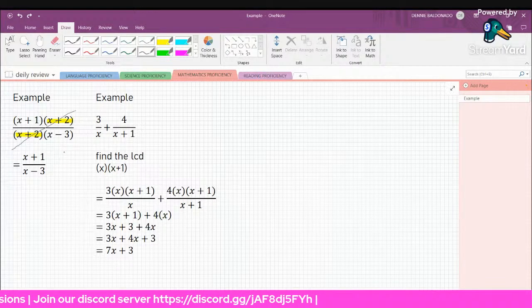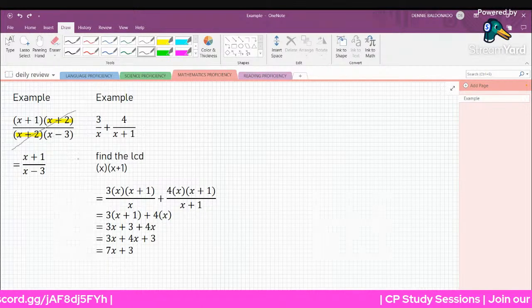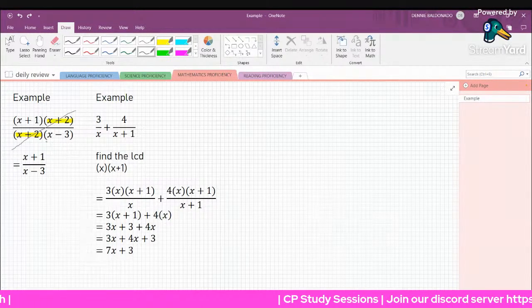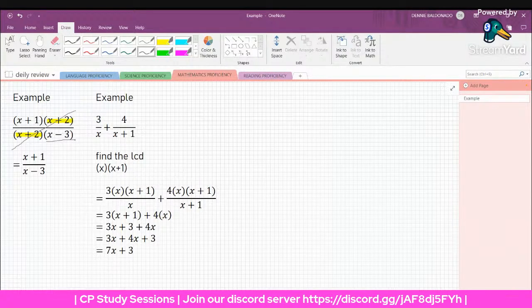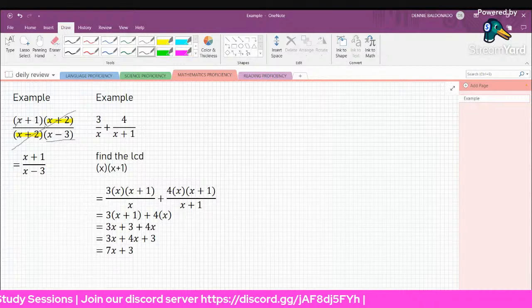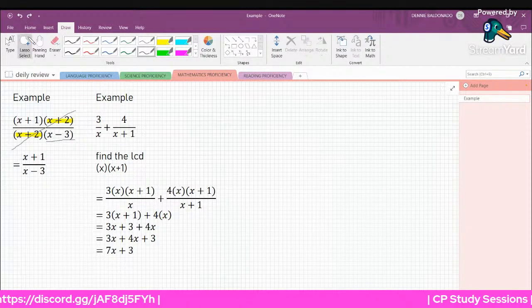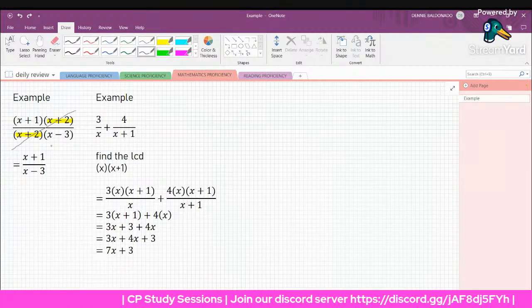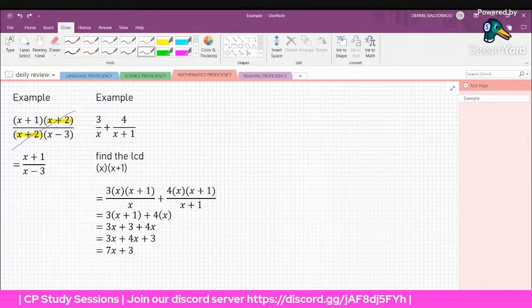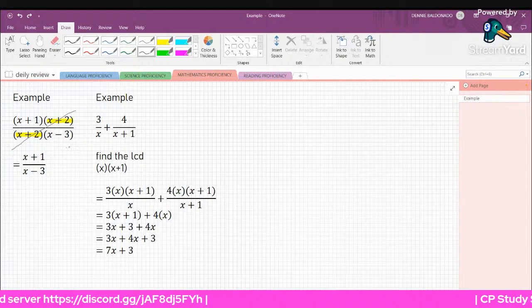Again, tandaan nyo, if nasa loob ng parenthesis yung isang expression, it's a whole. Magkasama siya, pares siya. Hindi nyo siya pwedeng i-cancel tong x sa x kasi nakita nyo similar siya. At tandaan ulit, kapag nasa parenthesis, it is a whole. Hindi nyo pwedeng i-cancel out itong first term sa first term and yung last term sa last term. Gets ba yun?